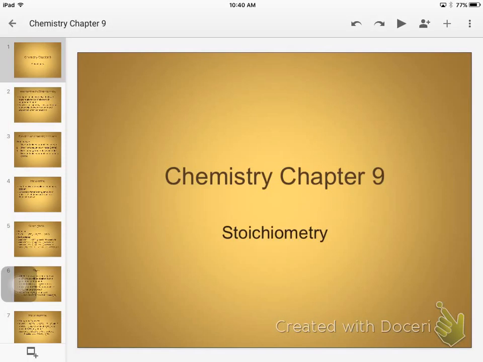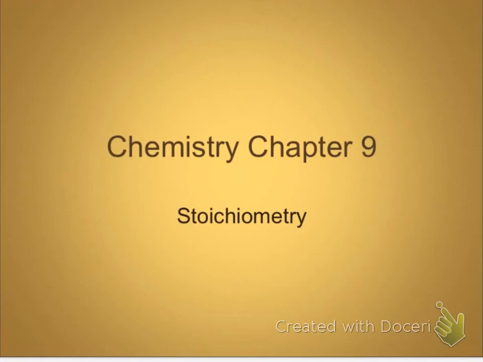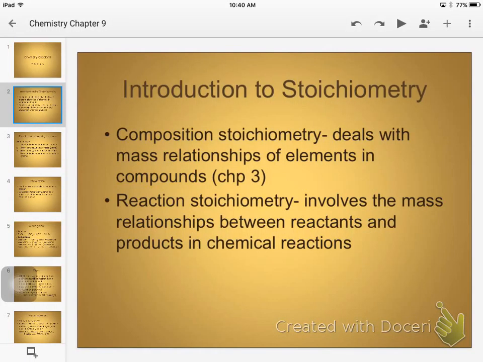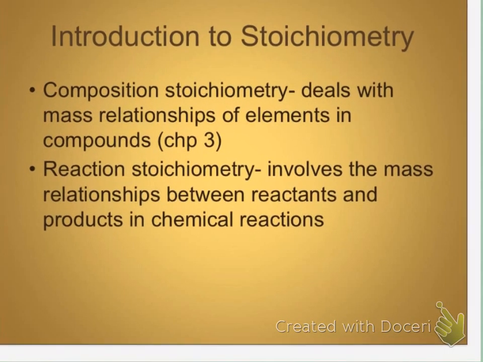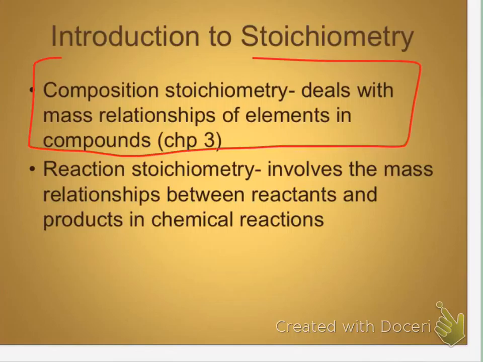So we're going to spend the next probably couple weeks talking about stoichiometry. And you might be shocked to discover, you've already done some stoichiometry. In Chapter 3 and in Chapter 7, you've done bits of stoichiometry, because there are two kinds of stoichiometry. And the first kind is composition stoichiometry.